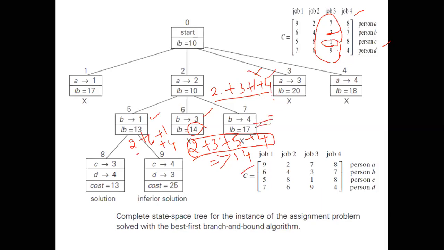So go for assigning job 4 for person B. That is the next alternative. So assign job 4 for person B. The cost of person A with job 2 is 2 already, so no need to change here also. So 2 plus, assigning job 4 for person B, the cost is 7. So 7 plus.